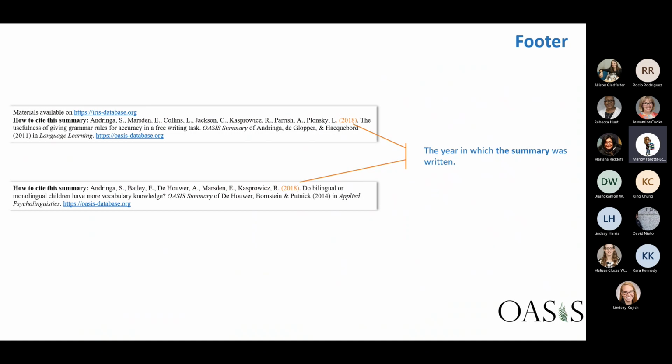Okay. The year that the summary was written is going to be included. Again, this is citable. So you can see, for example, that the top study, the original paper, was published in 2011 before OASIS database existed. And then the summary was published in 2018, one of the very first example summaries. And it was written by the founders of the OASIS database as an example. And then same thing for the study below. The study was published in Applied Psycholinguistics in 2014, but the date of the summary publication is 2018.